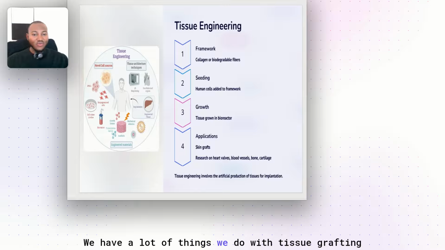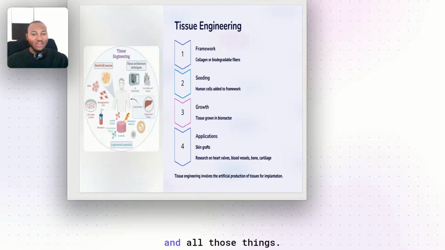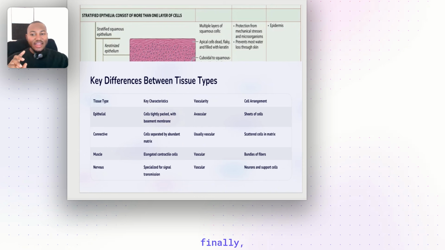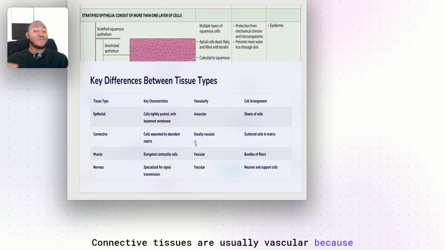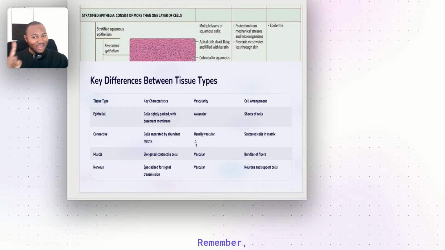Now, we have a lot of things we do with tissue, grafting, and all those things. Look it up later. Now, finally, key differences between these tissues you must know. All right? Epithelial tissues are avascular. Connective tissues are usually vascular because there are some connective tissues that are not vascular. Remember, I said it. You see it in your questions. The muscle tissues are very vascular. Nervous tissues are very vascular, right?